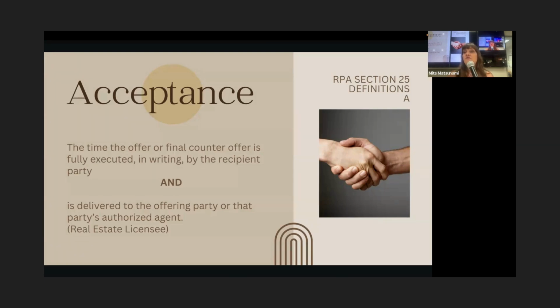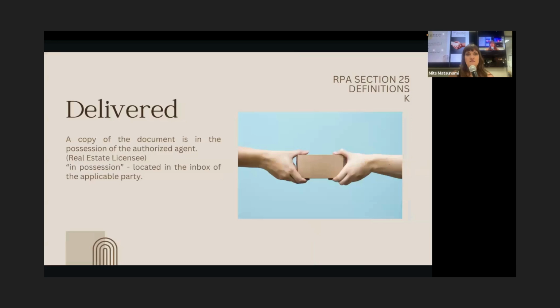Okay. So the vast majority of the time, it's getting signed and getting delivered on the same date because we all want to get into contract. All right. That's what acceptance means. Next, we're going to dive in a little deeper on what delivered means. You can find this again in RPA section 25 definitions under K, and that is a copy of the document is in the possession of the authorized agent. Again, that's the real estate licensee, whether it's the buyer side or the seller side.